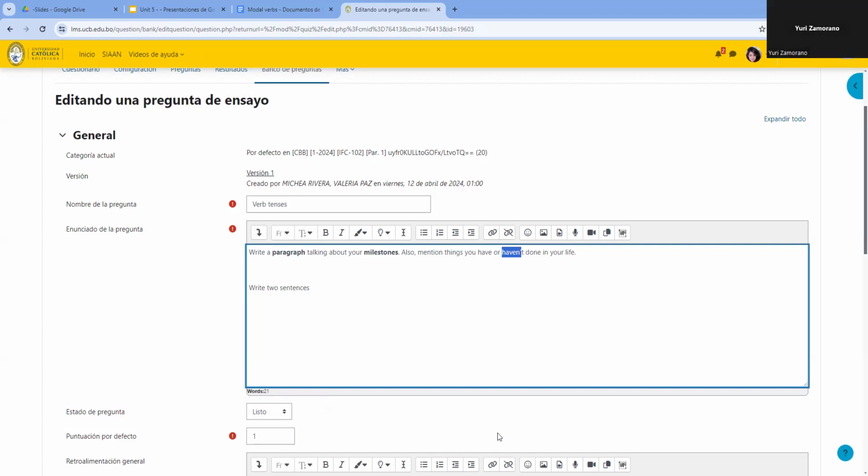Yuri, tell me. Valeria, at the bottom of the space, when you are writing, there is interesting data. Say words. 21. Yes. This information exists when we write our paragraphs, because you can use this data and write a paragraph with 100 words talking about your milestones.